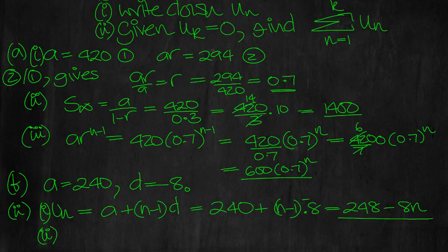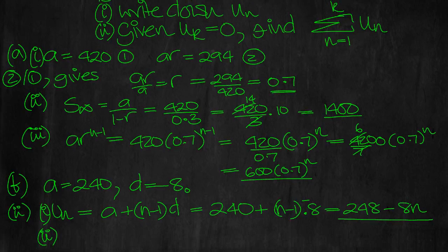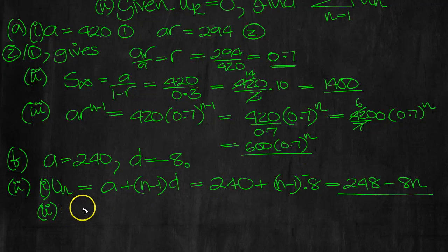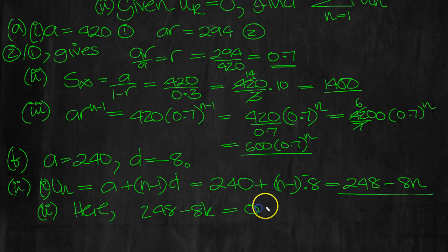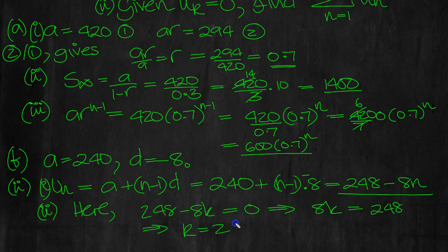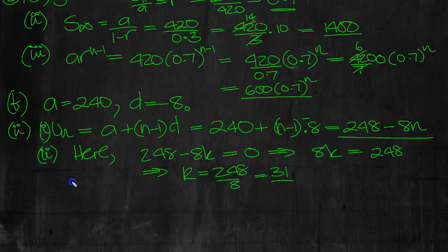And now let's do part 2 underneath. Now, given uk equals 0, find the sum of the first k terms. So here, 248 minus 8k will be the uk term, won't it? Equals 0. 8k will equal 248 then, move the 8k over, and that tells us what k is. k is equal to 248 over 8. 8 goes into 24 3 times, 8 goes into 8 once, so k is 31. So now we need the sum of the first 31 terms.